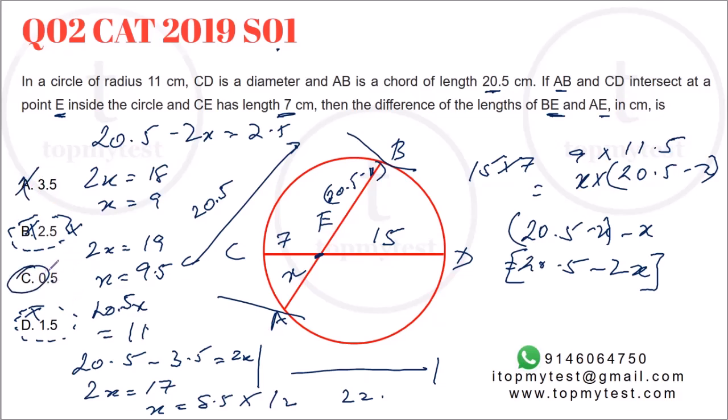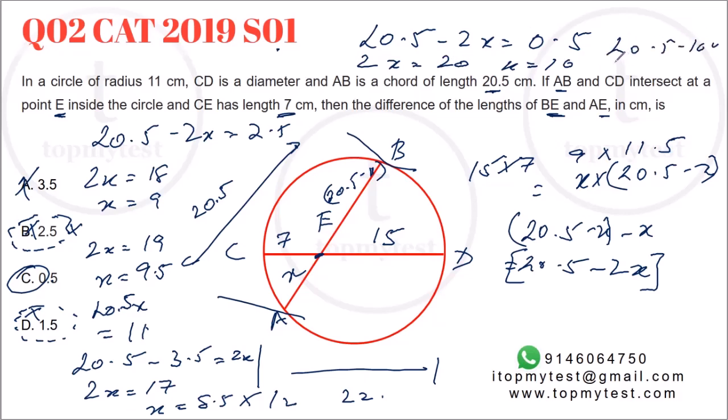Let's verify it just for our satisfaction. So if you put 20.5 minus 2x equals 0.5, you'll get 2x equal to 20, x equal to 10. Right, and the balance 20.5 minus 10 will be equal to 10.5. So 10 into 10.5 will be same as 15 into 7. So job done.